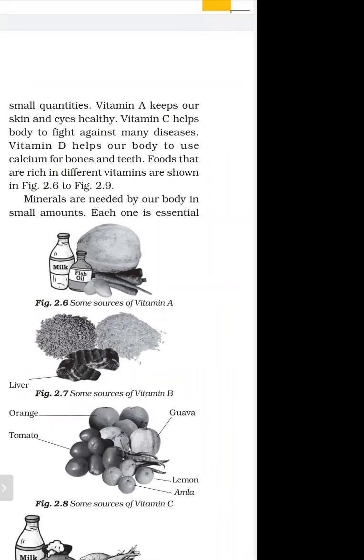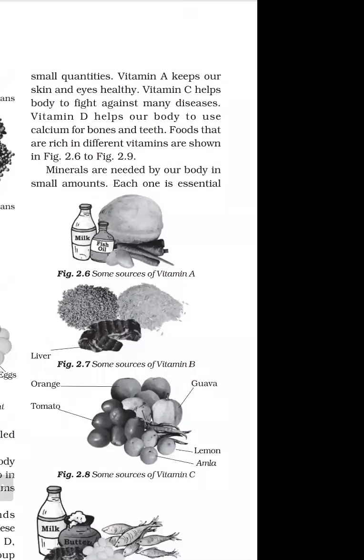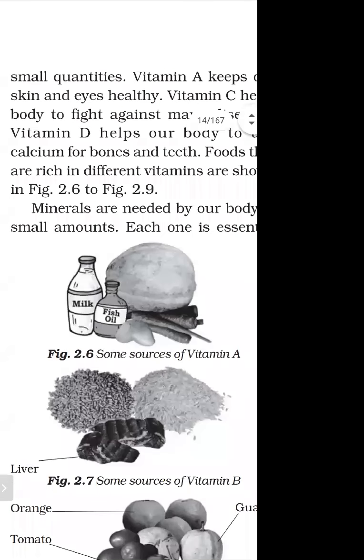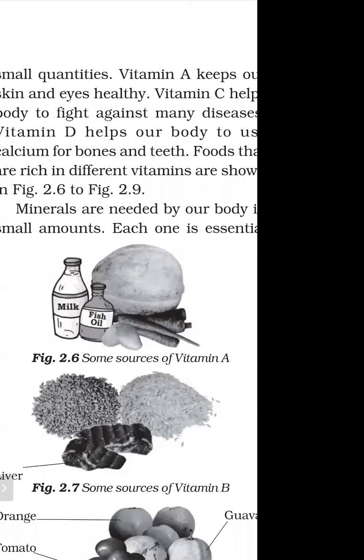Figure 2.6 shows the sources of vitamin A: fish oil, milk, and carrot. And what is the function of vitamin A? Vitamin A keeps our skin and eyes healthy. As we know, from milk we can obtain vitamin A, and it keeps our skin and eyes healthy.